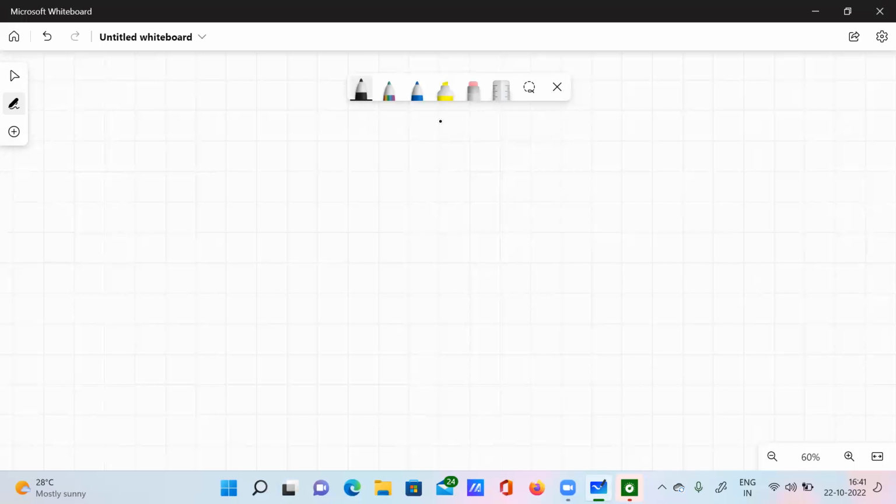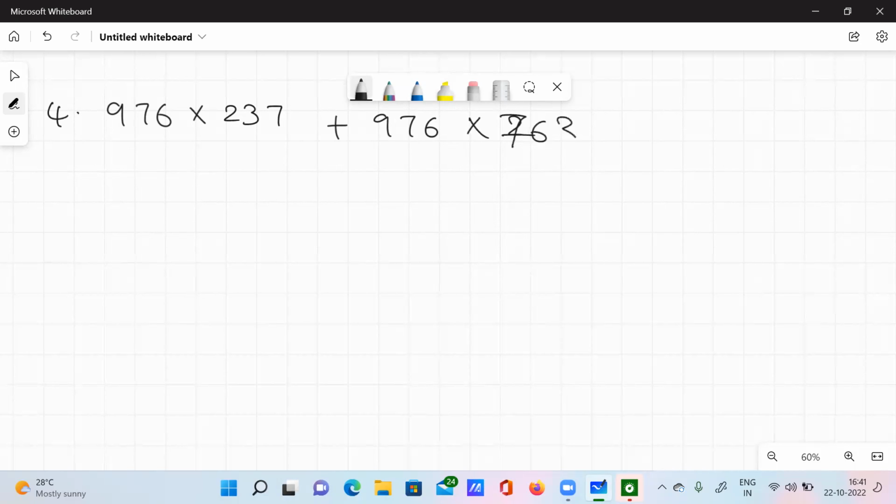So now let's consider another example, another problem, the fourth one. In the fourth problem, I have 976 into 237 plus 976 into 763 is equal to how much? You need to find this. So how to do that? How can you do this? You can take the common factor out of all these things.